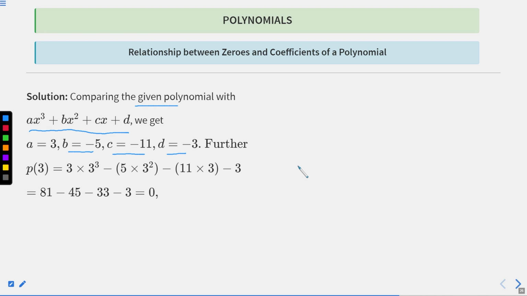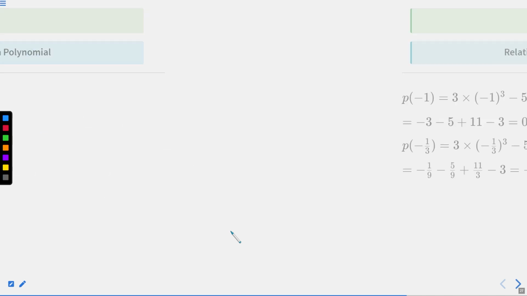Further, if we replace the value of x with 3 in the given polynomial, then p of 3 is equal to 3 times 3 cube minus 5 times 3 square minus 11 times 3 minus 3. If we calculate it, we get 81 minus 45 minus 33 minus 3, and this is equal to 0. So at x equal to 3, the value of the cubic polynomial is equal to 0, so 3 is a zero of this cubic polynomial.